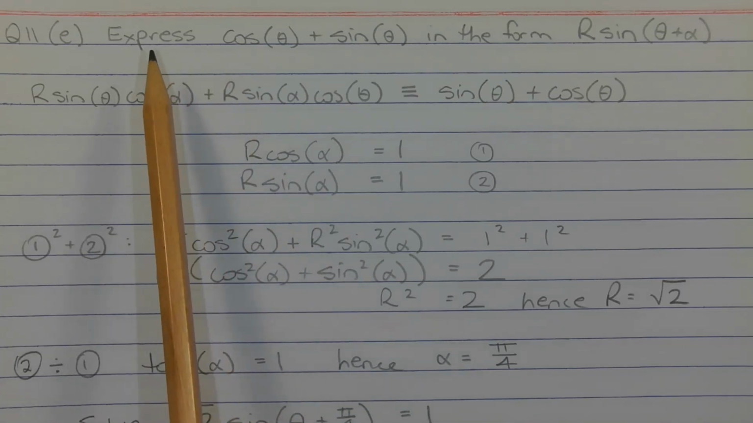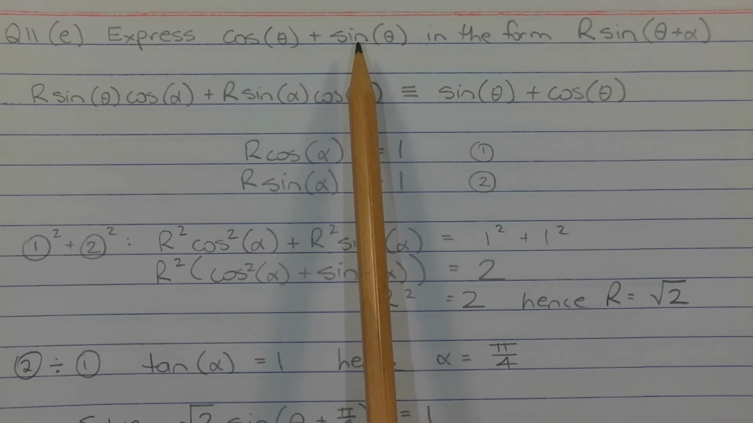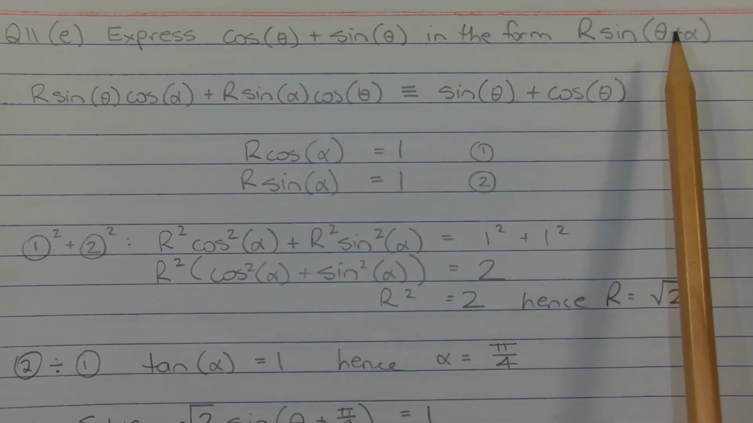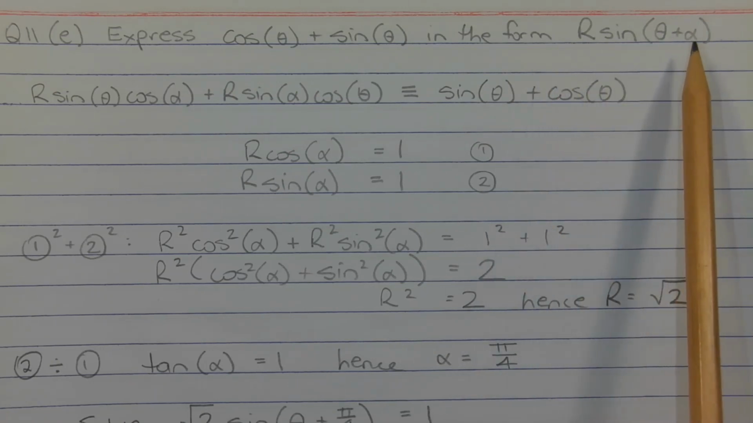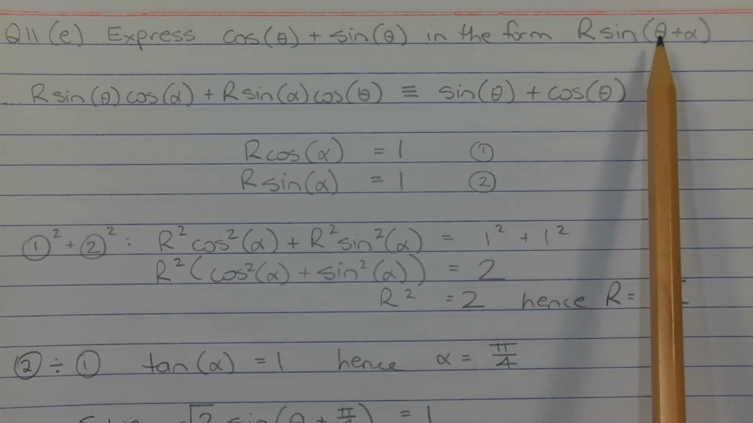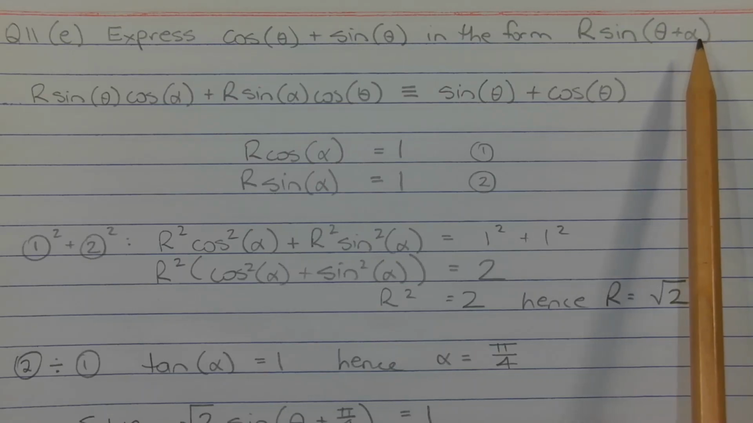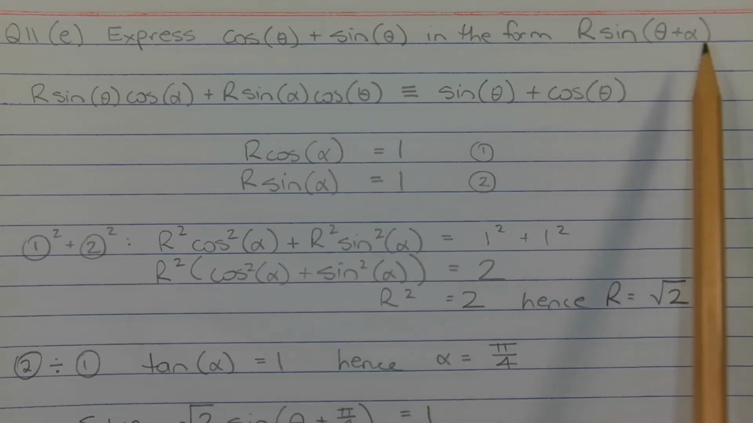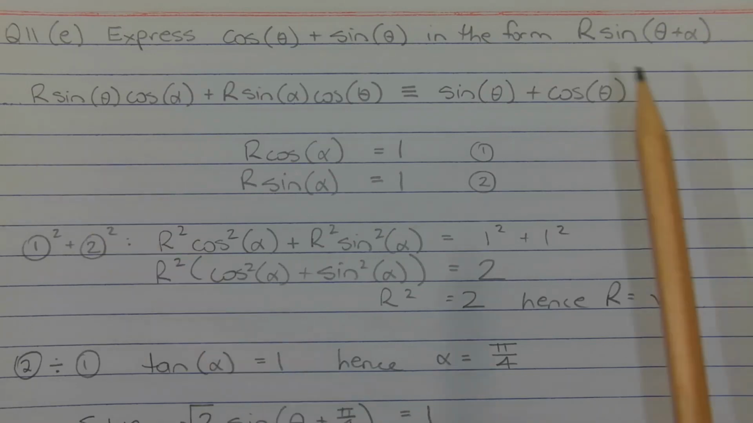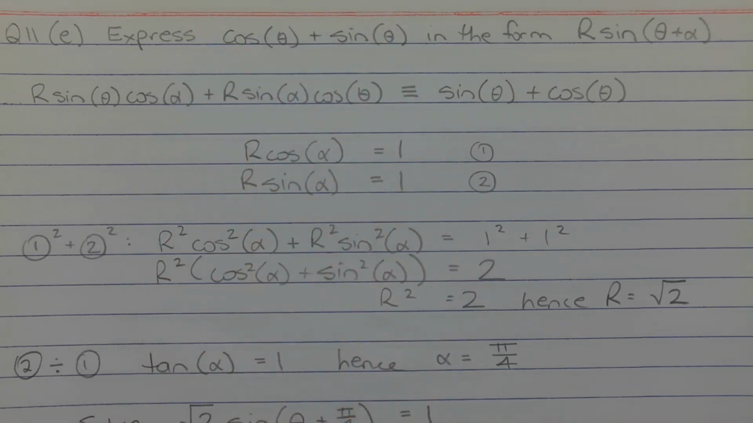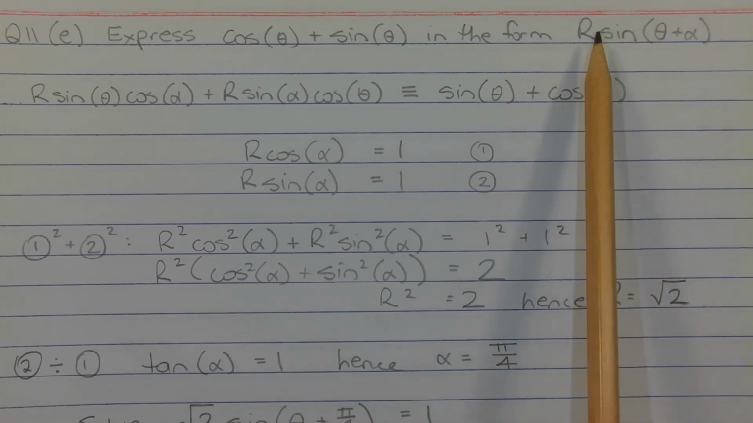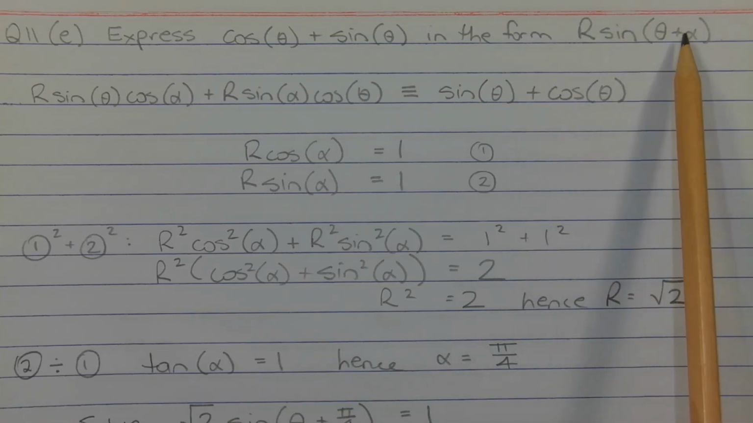So the first step is to express cos theta plus sin theta in the form r sin theta plus or minus alpha. We could have used r cos theta plus or minus alpha as well, but I've chosen r sin theta plus alpha because later on I'm going to expand r sin theta plus alpha and then equate coefficients. And this form generally lends itself well given the nature of the expression that we're dealing with, which is cos theta plus sin theta. If it was cos theta minus sin theta, I would probably use r sin theta minus alpha.